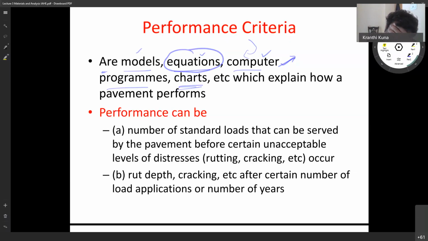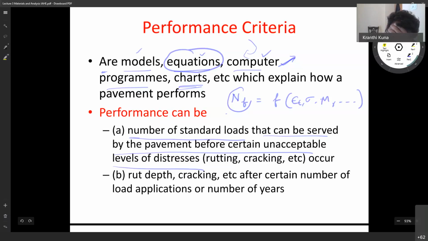So there can be a number of standard loads that can be served by a pavement before a certain acceptable level of distress. For example, in our IRC 37, we said N as a function of mechanistic parameters such as strain or stress, or MR, etc. That is the number of standard axles. And we said the number of standard loads that can be served by the pavement before a certain unacceptable level of distress.